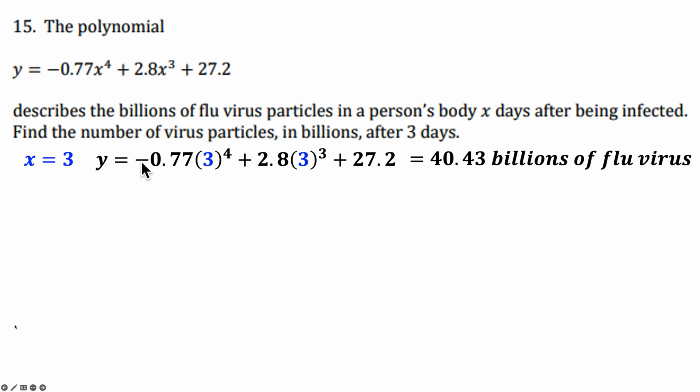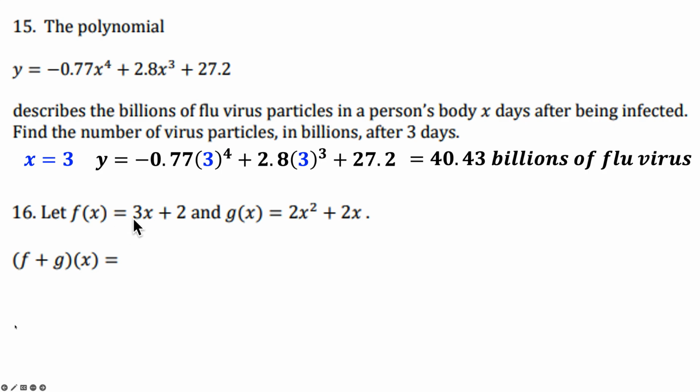So type in your calculator negative 0.77 times left parentheses 3, close parentheses raised to the fourth power. Just as you see it here, you type it in your calculator. It comes out to be 40.43 billions of flu viruses.